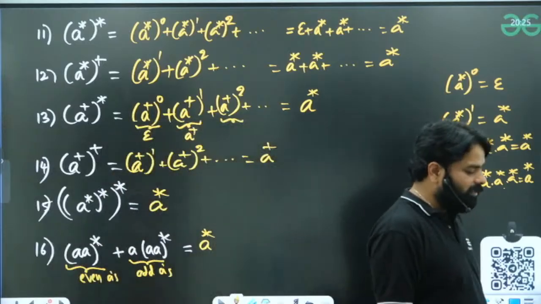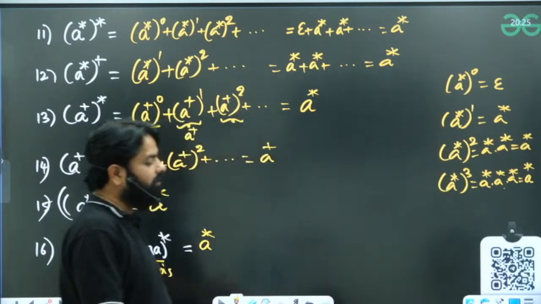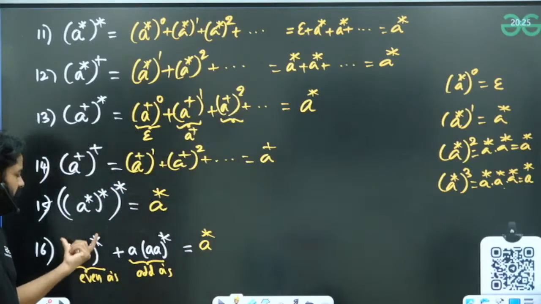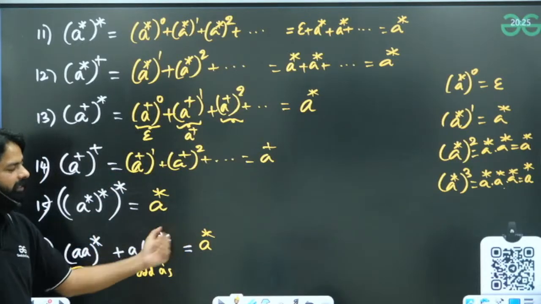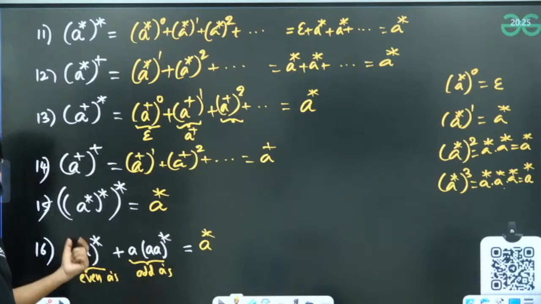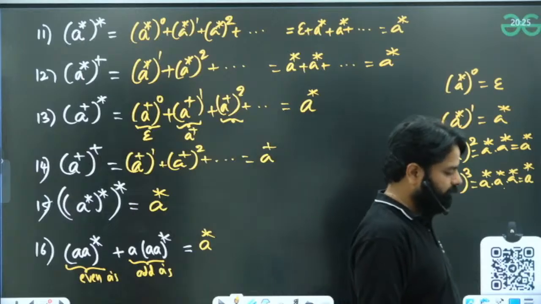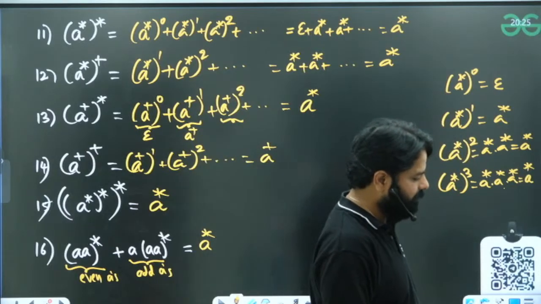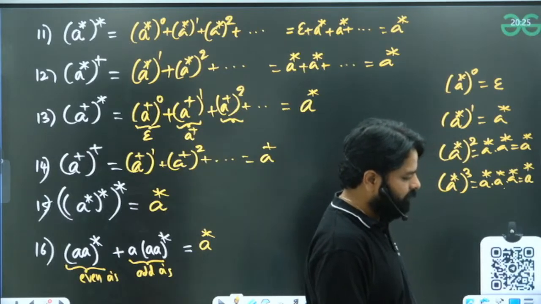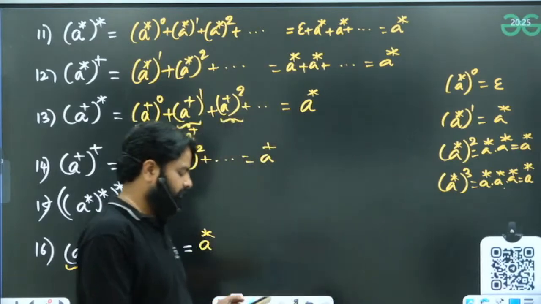16th is A star. Epsilon, is it covered or not, Hardik? Here epsilon is there. You have written A plus, so here already epsilon is there. Epsilon is possible. Correct.